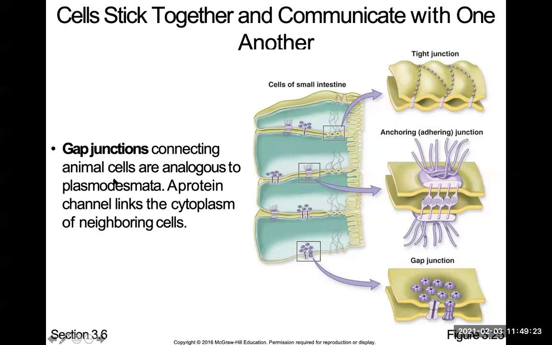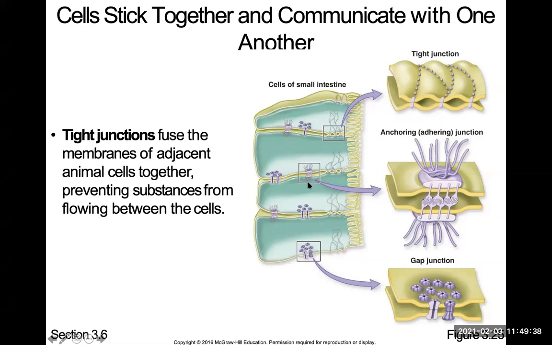Gap junctions connect animal cells and are analogous to plasmodesmata. If you don't know the word, don't worry about it. Just think of it as connecting to the next cell. A protein channel links the cytoplasm to neighboring cells. So it's just connecting one cell to the next cell.